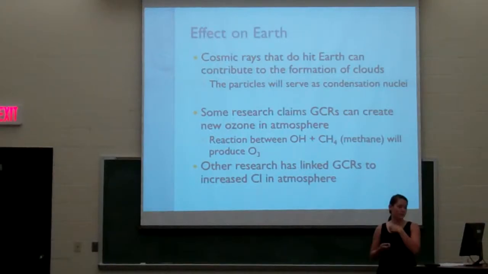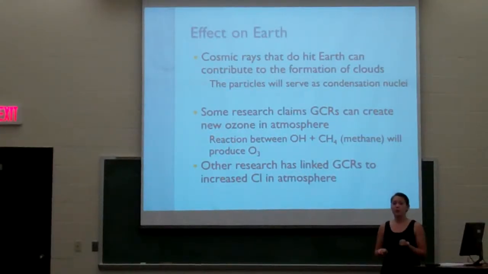Cosmic rays that do hit Earth can contribute to the formation of clouds because they serve as condensation nuclei. When clouds form, the water vapor needs something non-gas to change from gas to liquid to form the clouds. So that's what some of these particles can serve as.